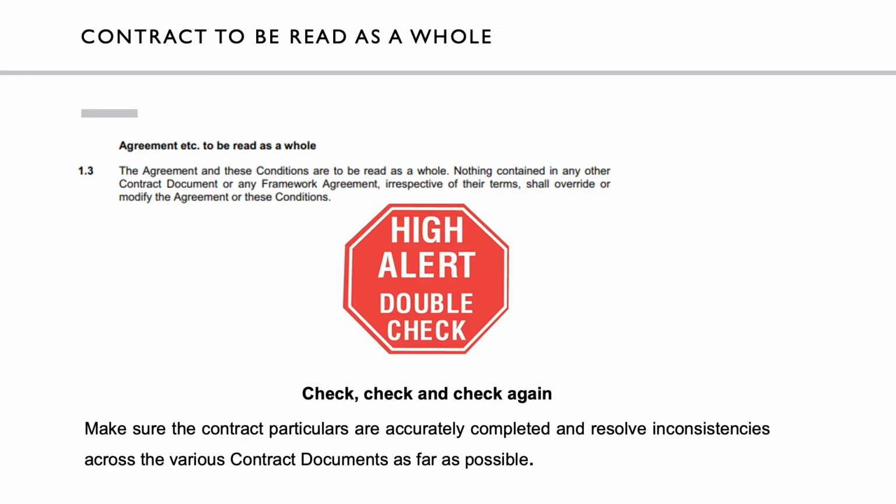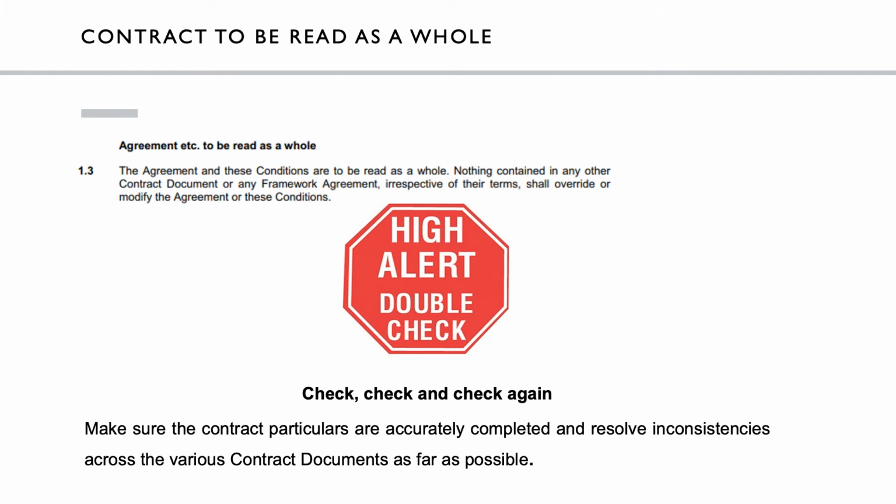And this could have the rather odd effect of the technical documents overriding the conditions and the JCT booklet, which is likely to be undesirable. So for that reason, the JCT forms include an express provision dealing with this. Here you can see clause 1.3 of the design and build contract stating that nothing contained in any other contract document, irrespective of its terms, shall override or modify the agreement or the conditions.